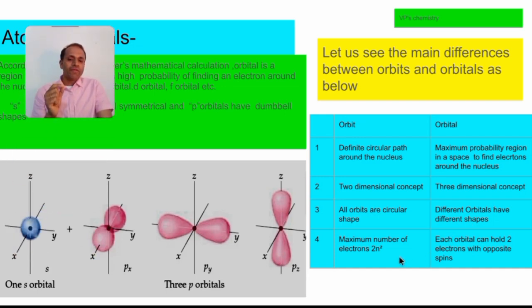Fourth, the maximum number of electrons in an orbit can be calculated by the equation 2n squared, where n is an integer equal to 1, 2, 3, 4, etc., indicating the energy levels. n equal to 1 means the first energy level, n equal to 2 means the second energy level, and so on. At the same time, each orbital can hold two electrons with opposite spins. That's an important point: the electrons must spin in opposite directions. So these are the points about orbit and orbital.